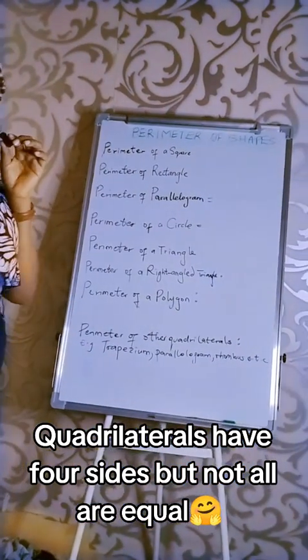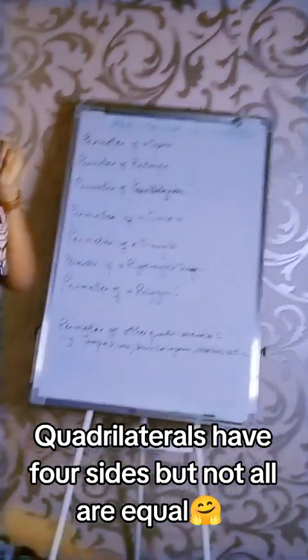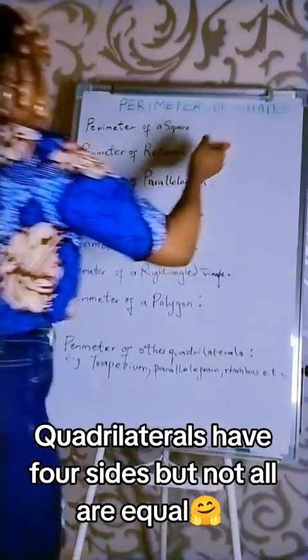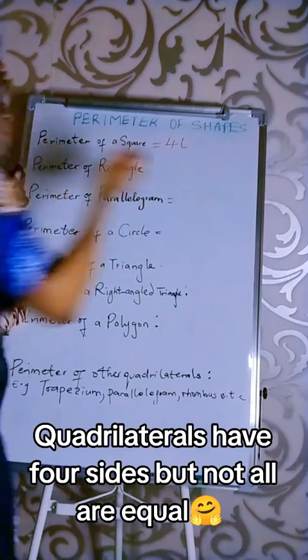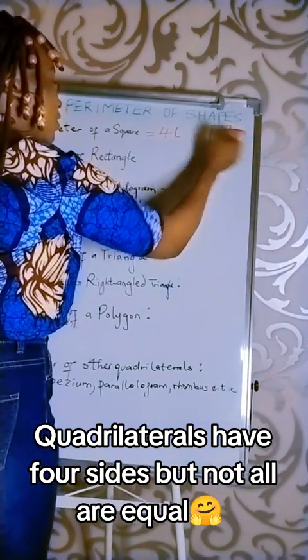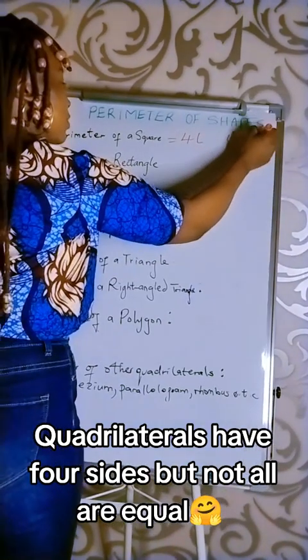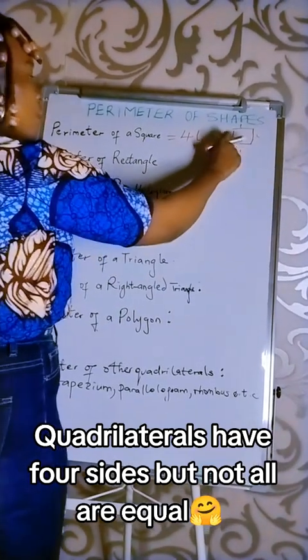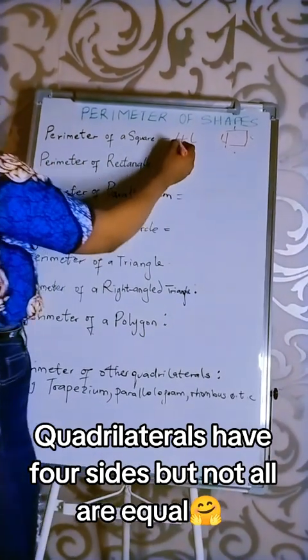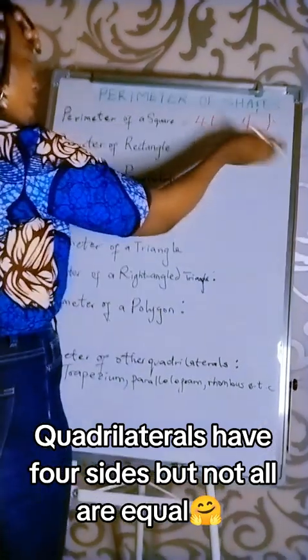So let's start. Perimeter of a square is 4L. What do we mean? We have a square like this, right? How many lengths? We have length, length, length. So calculating all the lengths, they are equal. 1, 2, 3, 4. It is what? 4 times what? Length, because they are equal.